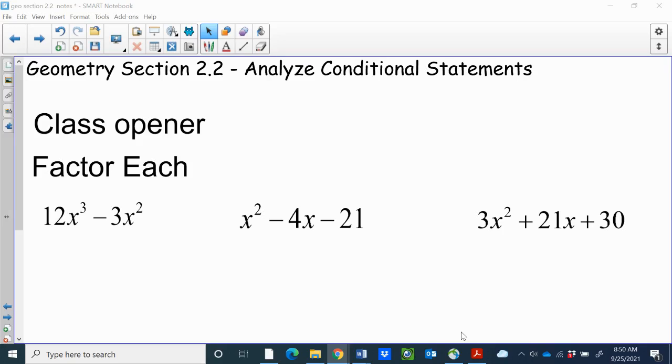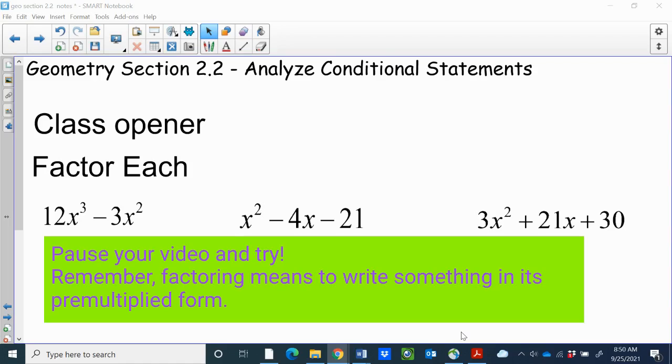Today's topic is section 2.2 out of our notebook, where we analyze conditional statements. The big box at the top of your notes is for you to work these three problems, see what you remember about factoring.